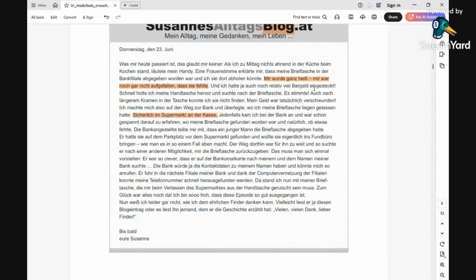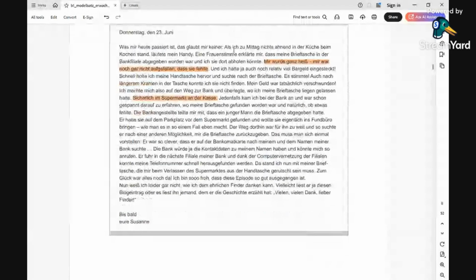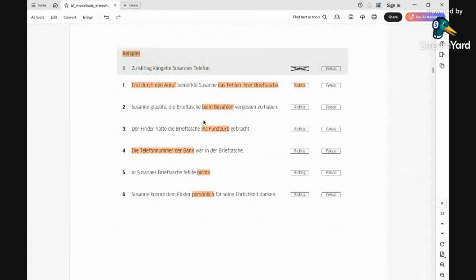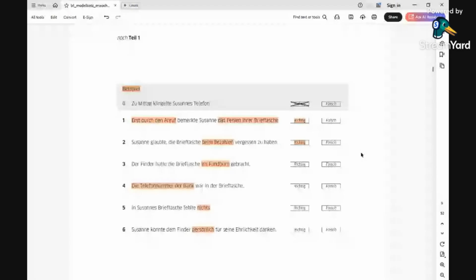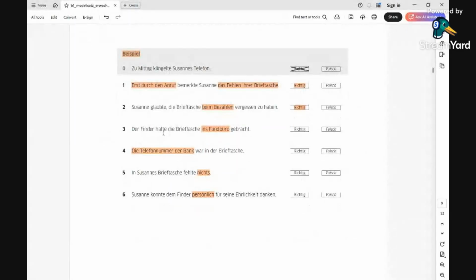Okay, so first she started going to the bank, and while she was going to the bank, that's when she started thinking to herself, where could she have left her purse? And that is when she says, sicherlich im Supermarkt an der Kasse. Okay. So here our question, Susanne glaubte, die Brieftasche beim Bezahlen vergessen zu haben, is richtig, and this part confirms it. Okay?